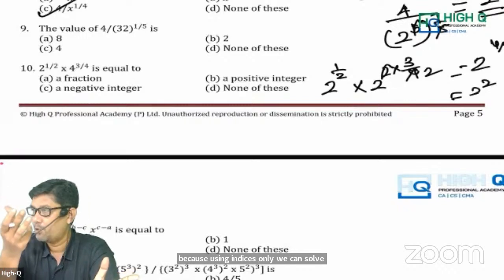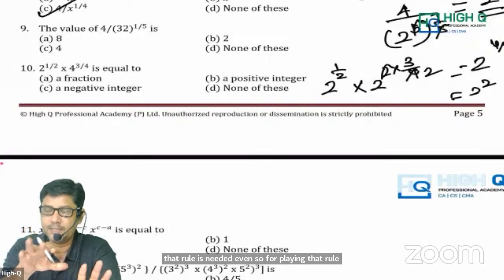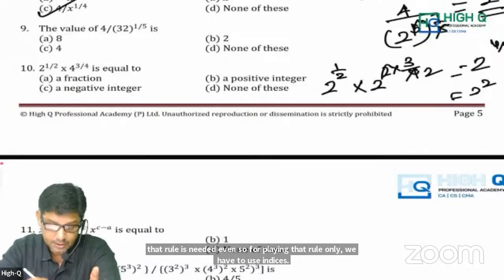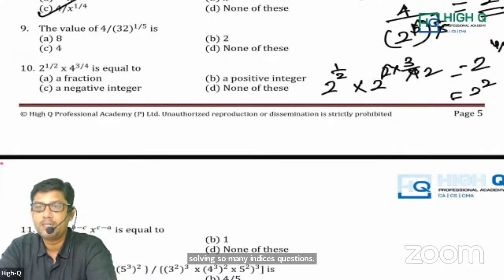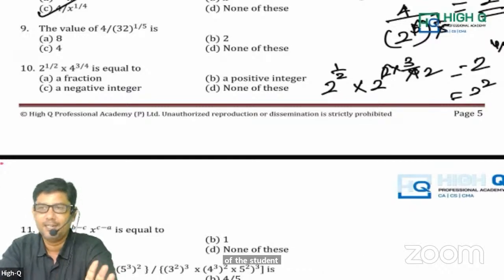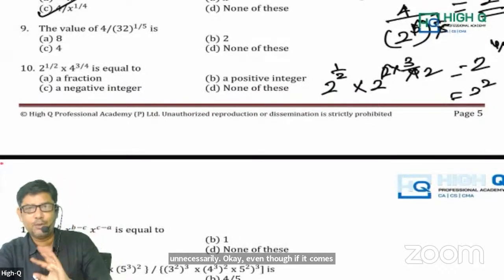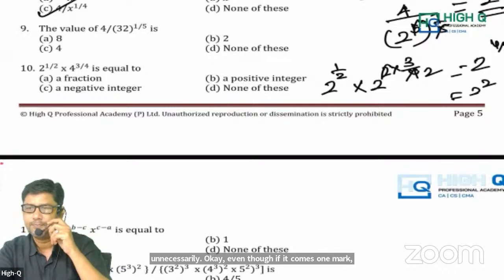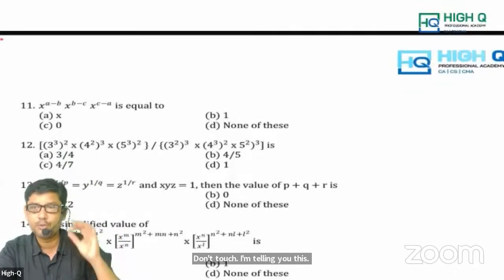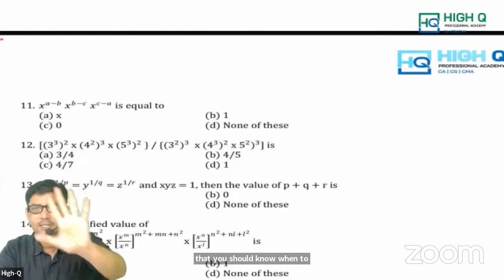Sequence and series can be solved by indices. That rule is needed. For applying that rule only, we have to use indices. Otherwise, don't waste a lot of time and energy on solving so many indices questions, because most of the students commit mistakes and kill their time on indices unnecessarily. Even if it comes for 1 mark, let it be. If you find that you cannot solve this question, don't touch it. I always used to tell you, you should know when to say no. There are some instances, with indices and all, where sometimes you should say no.